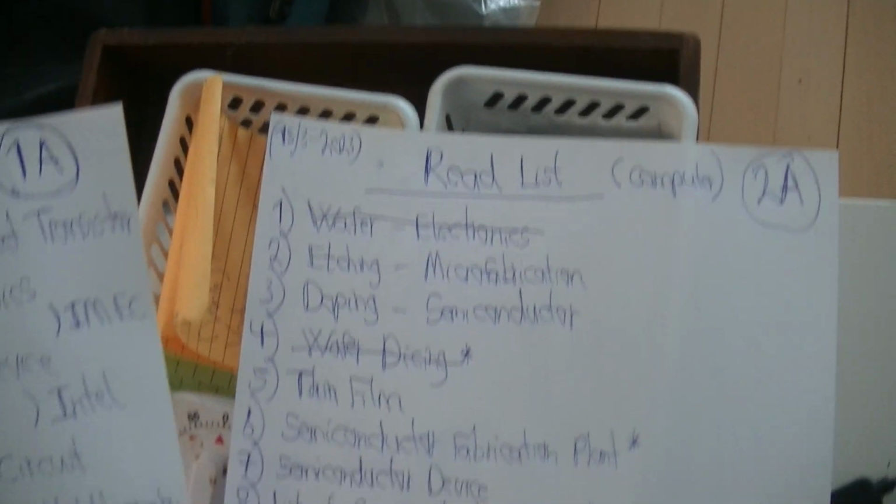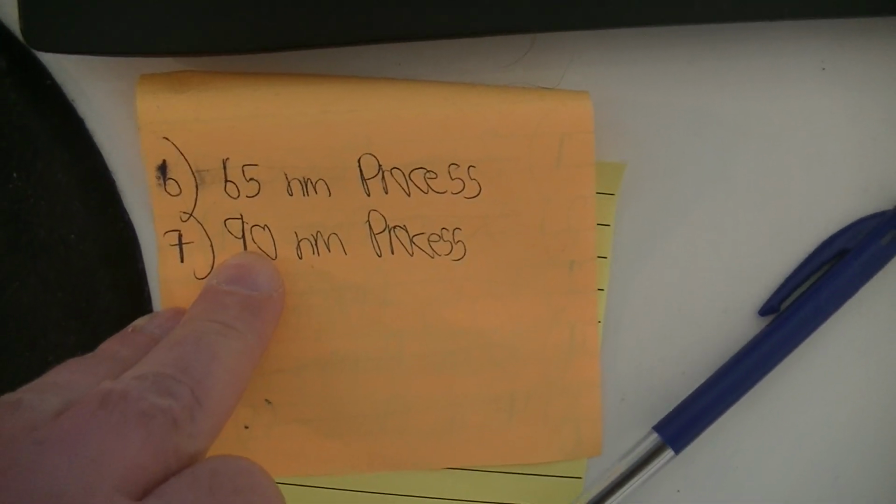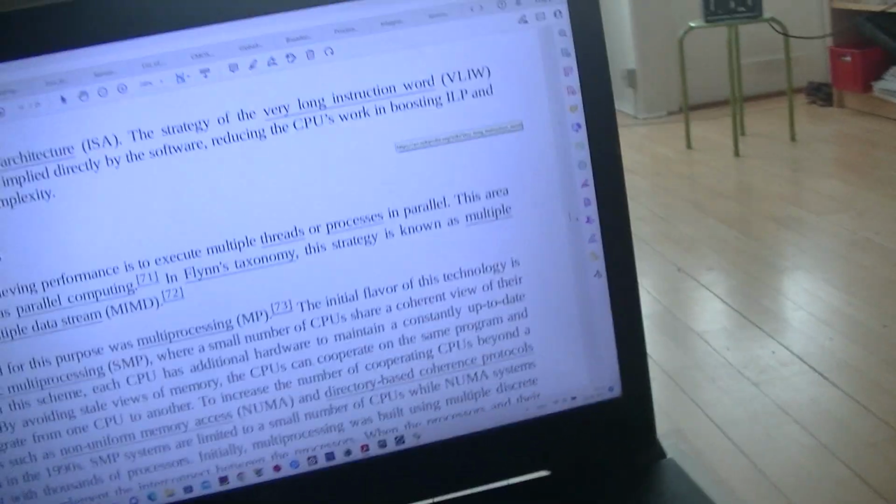So let's go to bed and read, and try to finish central processing units. And I have all my read list there. Maybe I'll continue with the 65 nanometers and 90, continue this, and I'll find something else. I could read that later, but first let's finish this.